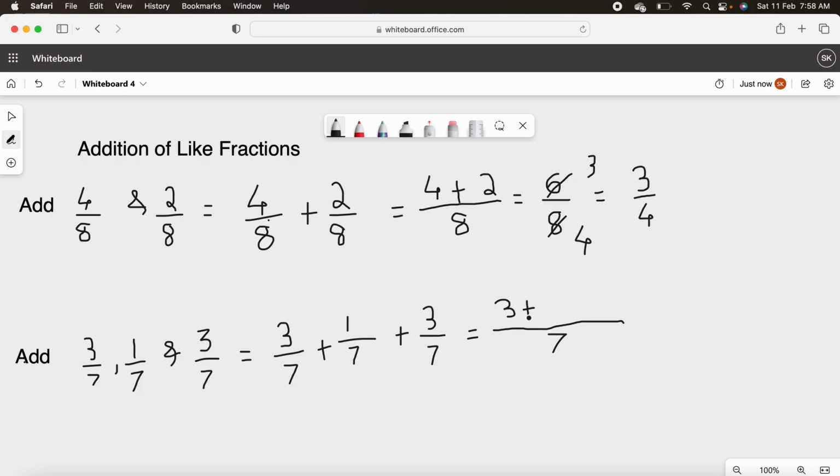3 plus 1 plus 3. Now the answer is what? 3 plus 1 is 4. 4 plus 3 is 7. 7 by 7. Again, you can still simplify this. 7 ones are 7. 7 ones are 7. The answer is 1 by 1, which is nothing but 1.